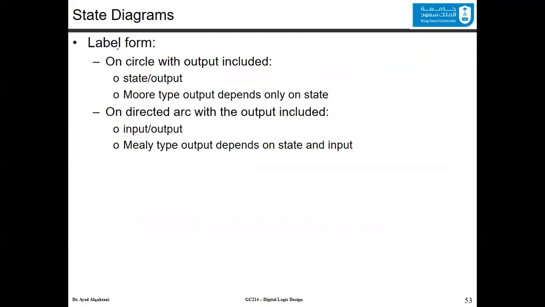Now, the state diagram label form on a circle with the output included is written as state/output, as I mentioned, S/0, for example. More type outputs, Moore machines: the output depends on the state. So whenever you see a state S, for example, and inside it you have /something, this means that it follows the Moore type. If all the states have the outputs inside them, then this machine is a Moore machine. Now, if the directed arc has the output on it, then this is a Mealy type output. If the output is on all the arcs, this means that this is a Mealy machine.